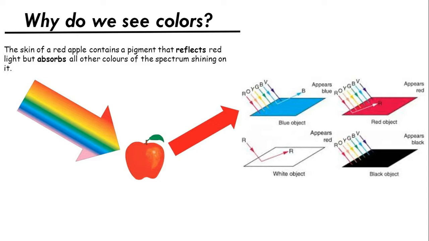The same thing works for a blue object. All the other colors get absorbed, but the blue light gets reflected. When we have a white object, the white light comes in, but it all bounces off, so we see the object as white light. A black object will absorb the most amount of visible light. It absorbs all the colors of the rainbow, which causes the object to appear black in color.